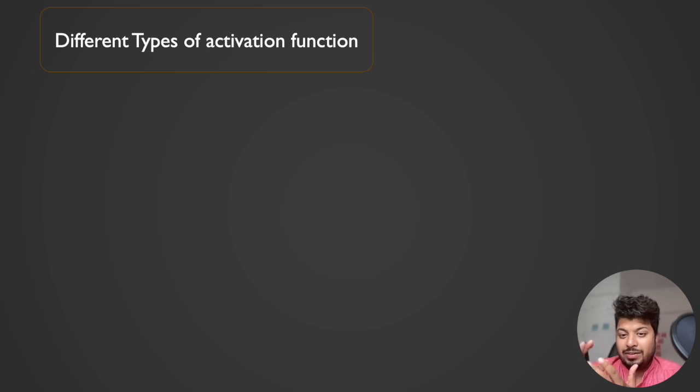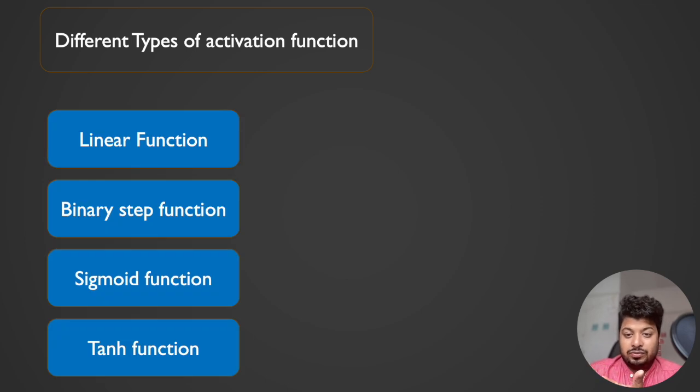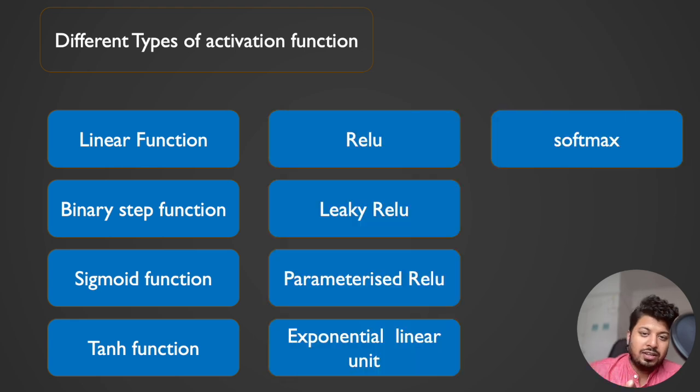By now you must have a clear understanding of why we need an activation function at all. So let's move forward and start exploring the different types of activation functions at our disposal. We have a lot of activation functions. For example, we have linear function, binary step function, sigmoid, tanh, ReLU, leaky ReLU, and softmax.